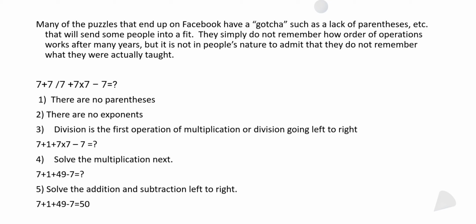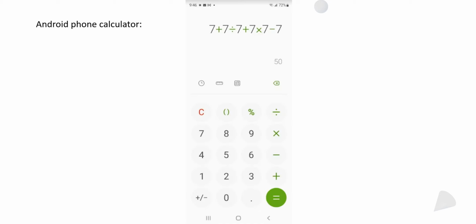7 plus 1 is 8. 8 plus 49 is 57. 57 minus 7 is 50. That is your answer.